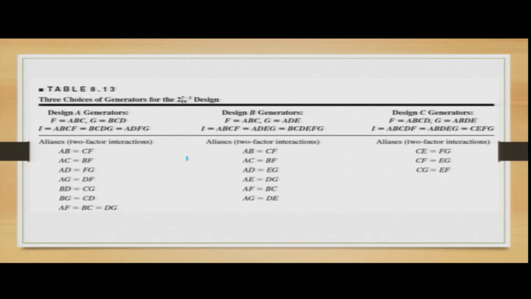So, this is based on the combinations of how we have assumed F and G. If you consider the first design, F was ABC and G was BCD. In the second example, based on the design B generators, you will have F as ABC and G as ADE. And if I come to the design C generators, F is ABCD and G is ABDE. Hence the generators would be ABCDF, ABDEG and CEFG.